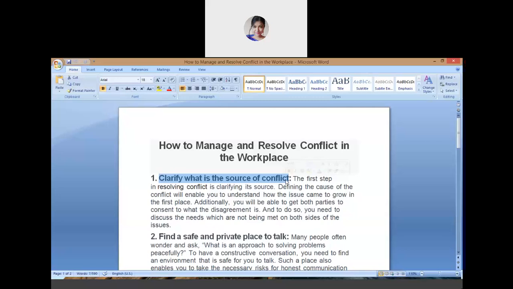If you are a manager, you have to do so. If you are a team leader, you have to manage conflicts in order to work peacefully and in order to work in a team. Sometimes you have to manage your own conflicts, and sometimes you also have to manage other parties' conflicts so that you can work together peacefully, properly, and work in a team.